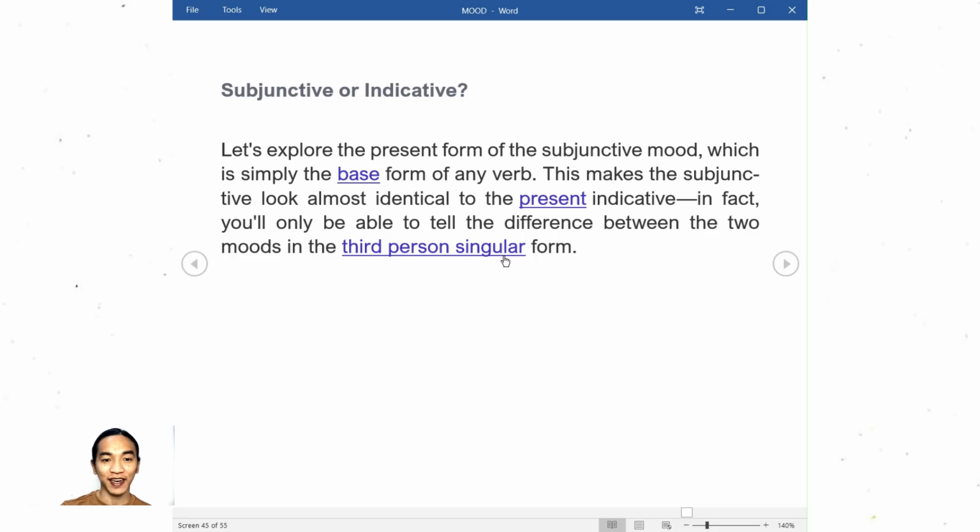Now we have here the subjunctive or indicative. So let's explore the present form of the subjunctive mood, which is simply the base form of any verb. So this makes the subjunctive look almost identical to the present indicative. In fact, you'll only be able to tell the difference between the two moods in the third person singular form. So let's compare some sentences and identify if it's really subjunctive or indicative.